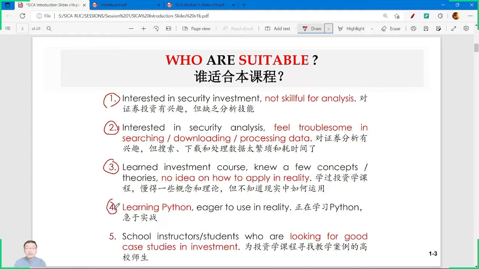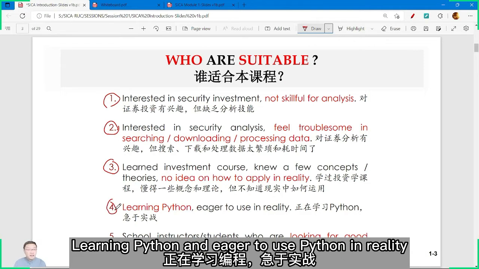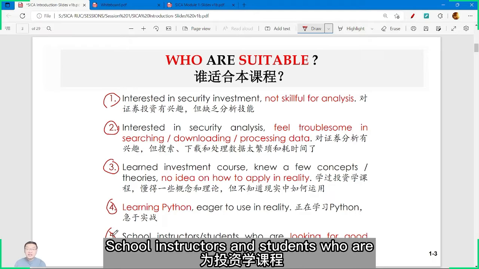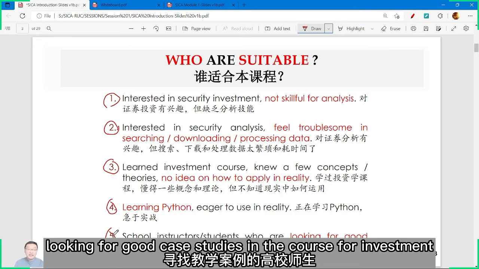Fourth, learning Python and eager to use Python in reality. The fifth type, school instructors and students who are looking for good case studies in the course for investment.